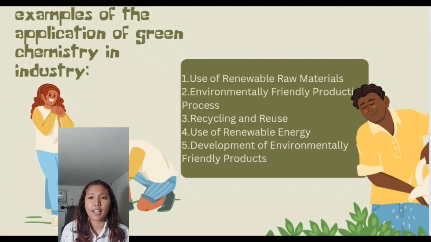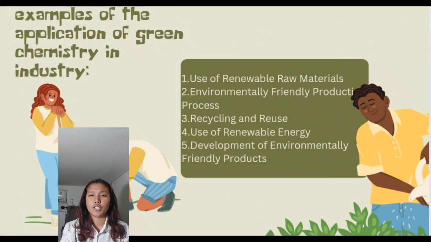Next, recycle and reuse. A paper mill introduced an advanced water recycling system to process and reuse water in the production cycle, reducing the use of fresh water and minimizing the impact of water pollution.